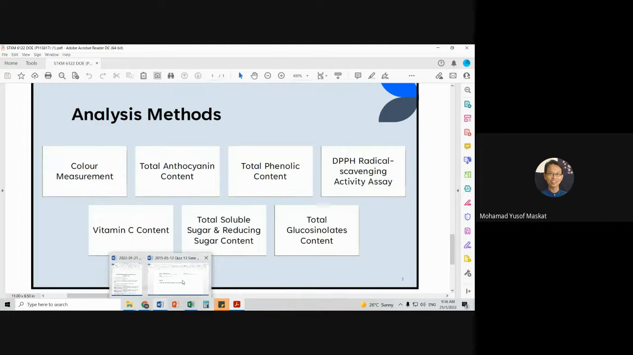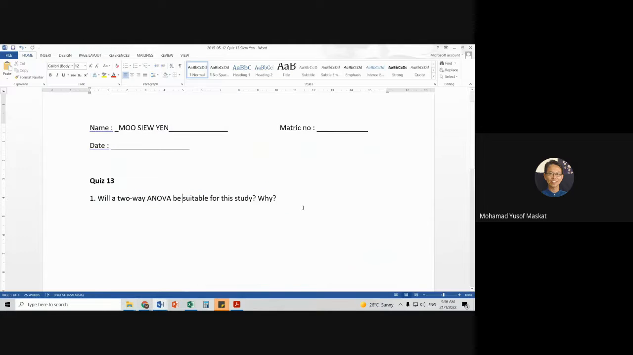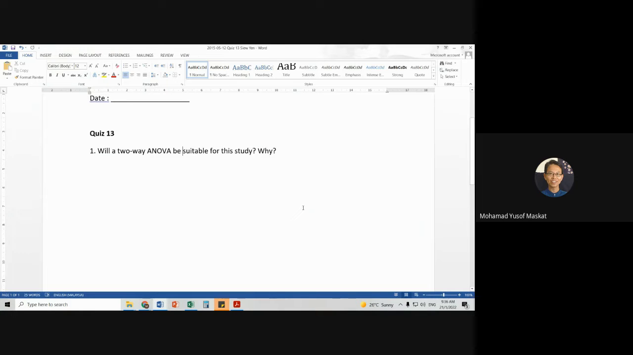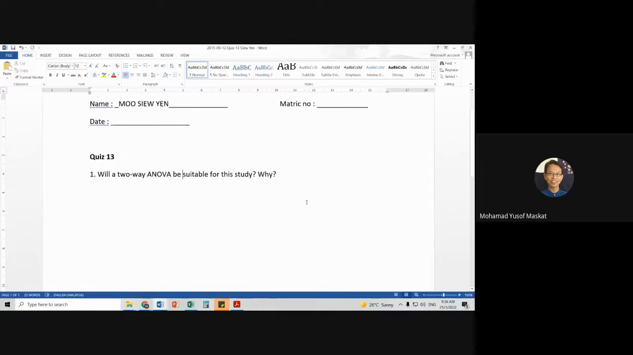Let's take a look at the quiz. Will a two-way ANOVA be suitable for this study? The answer is no. Why? Because it is a one-factor experiment. Any questions? Is everybody clear?